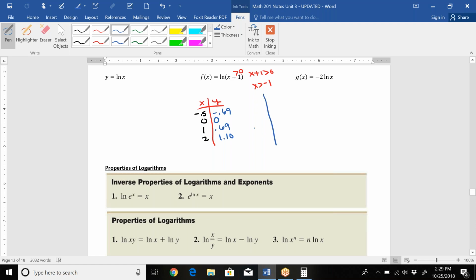So pretty much this is the same graph we got earlier today when we graphed this one, except it's been shifted to the left. So this one has a vertical asymptote at -1, and at -0.5, we're down at -0.69, 0 is at 0, 1 is at positive 0.69, and 2 is at 1.1. So the same graph we got for natural log of x, just shifted to the left 1. Okay, so then let's look at this next one.